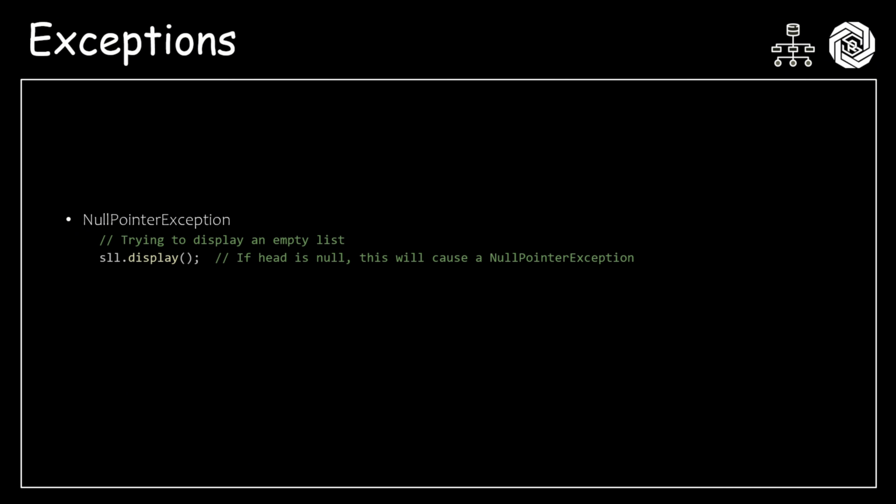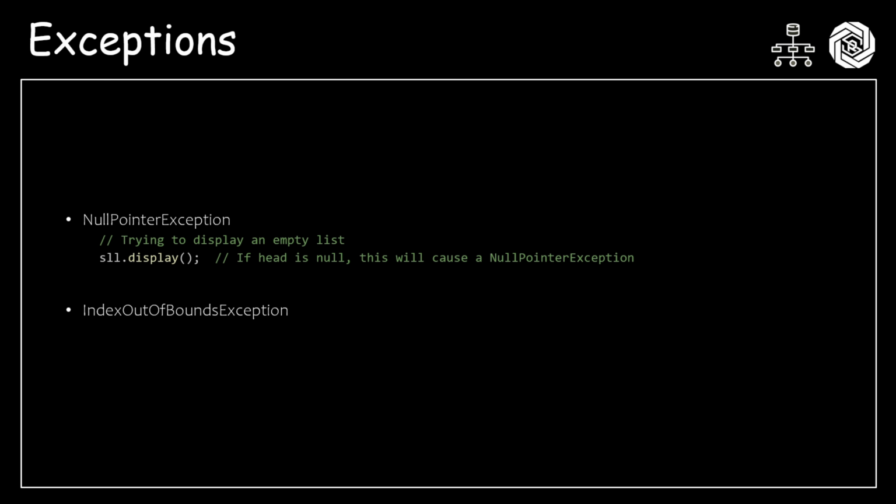Some common exceptions in Java when working with linked lists are: null pointer exception. Occurs if you try to access data or the next pointer of a node that is null. Example: if the linked list is empty and you try to delete an element or display the list, it can trigger a null pointer exception.